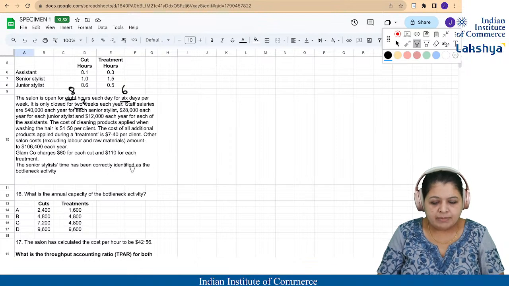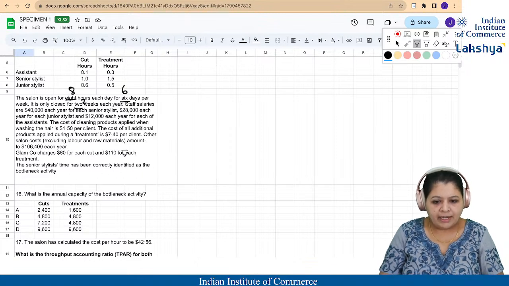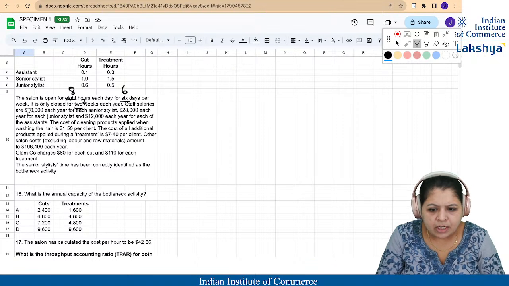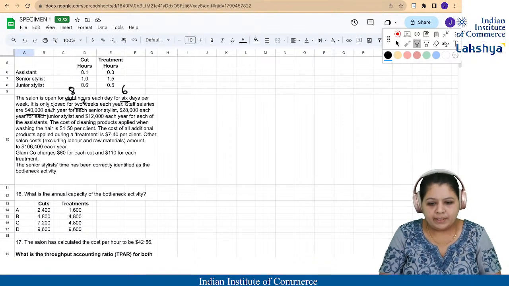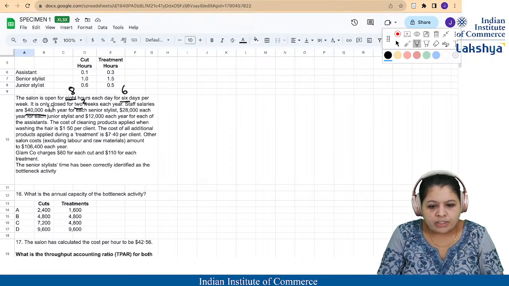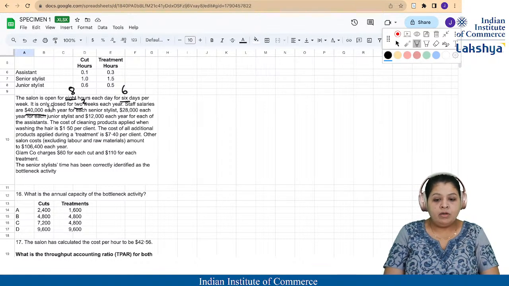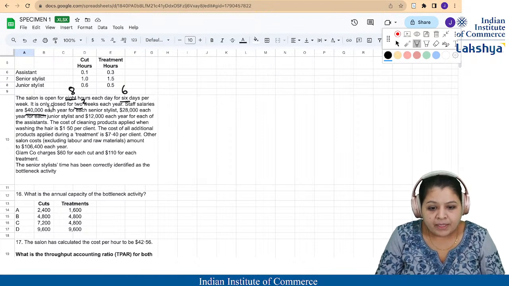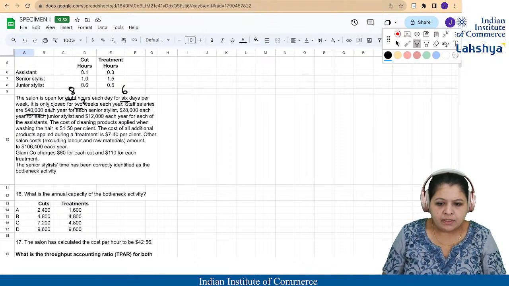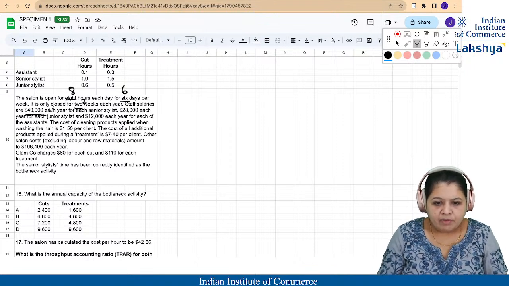The senior stylist has been correctly identified as a bottleneck activity. So your senior stylist who is earning 40,000 is your bottleneck, right? You need to find out what the capacity of your cuts and treatments is. The cost of cleaning is given, the cost of additional products is given. Right, we have got everything.